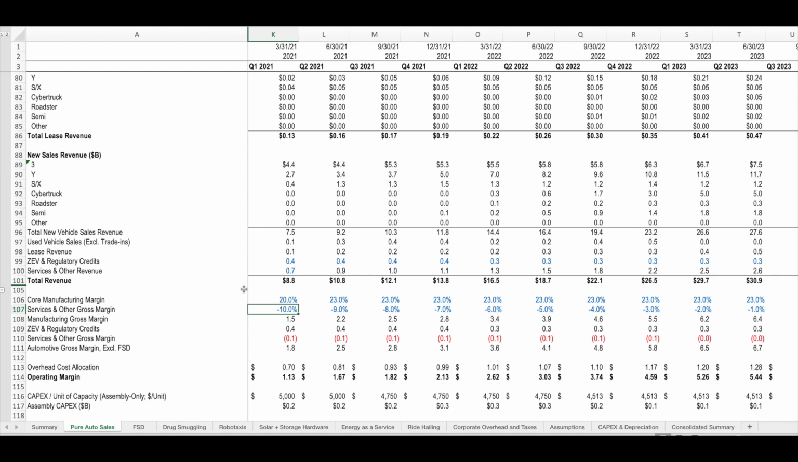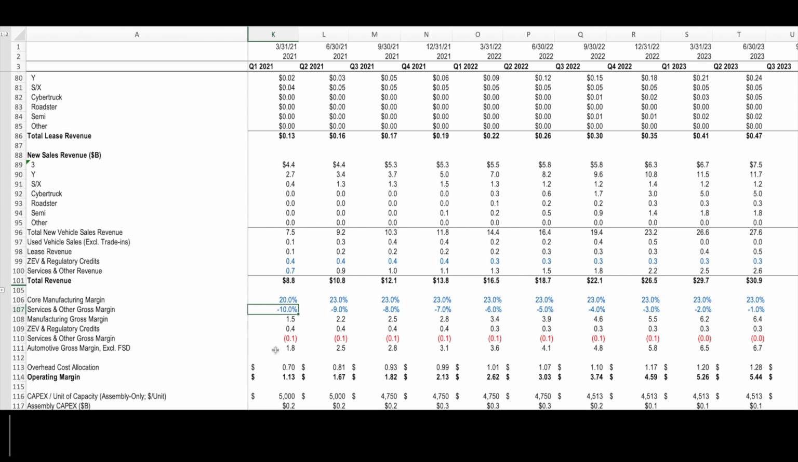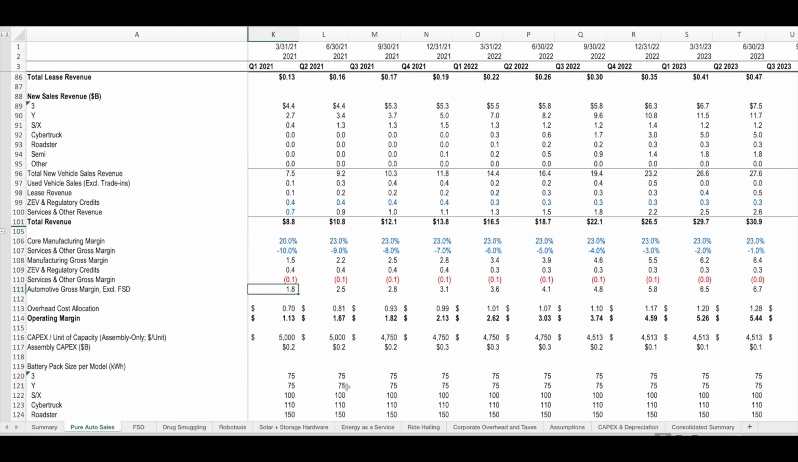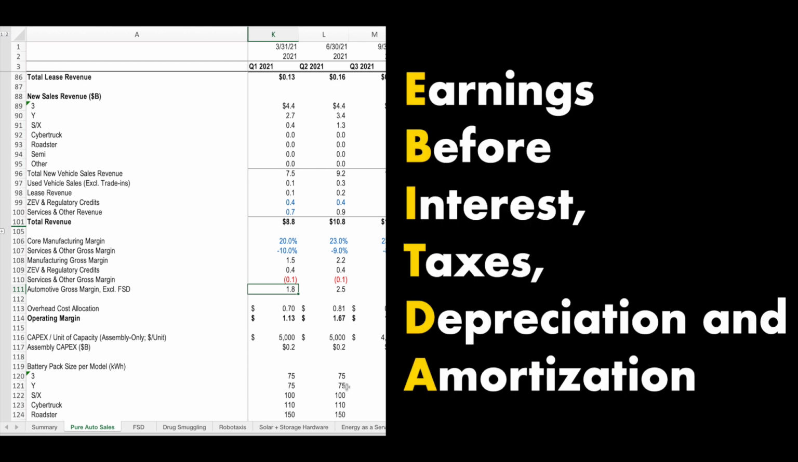We're then using these gross margin assumptions and adding back in the regulatory credits to come up with the total automotive gross margin, excluding full self-driving. We're then removing the overhead costs which have been allocated to this portion of the business to come up with a total operating margin, or EBITDA. Note that this number excludes depreciation.